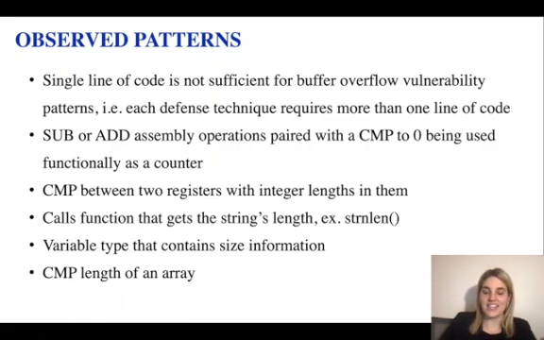Next, as seen in the fgets function, a compare between two registers which each have a value of a length in them could signal a buffer overflow protection. Next, calling a function that gets the string or input's length, for example, strlen, could signal buffer overflow protection. Finally, using a variable that contains size information or comparing the length of an array to another number could also be signals.